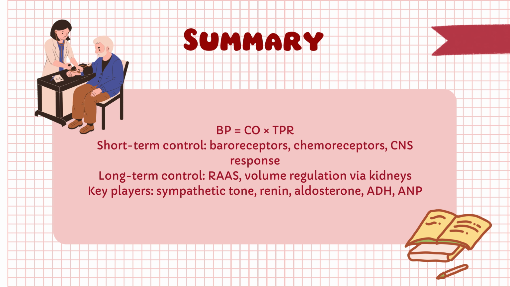Let's summarize. Blood pressure equals cardiac output times total peripheral resistance. Short-term control: baroreceptors and chemoreceptors. Long-term control: RAAS system, ADH, and the kidneys. Natriuretic peptides oppose the RAAS. Clinical states like shock, blood loss, and hypertension challenge these systems.